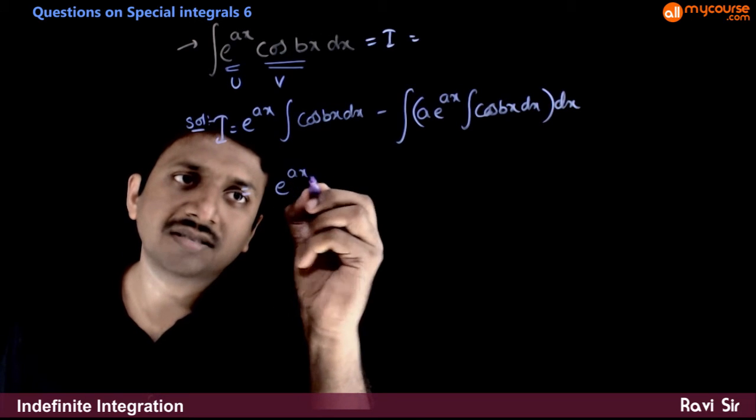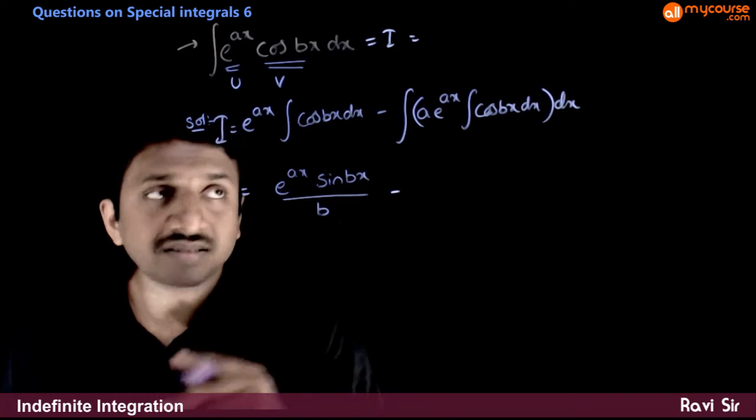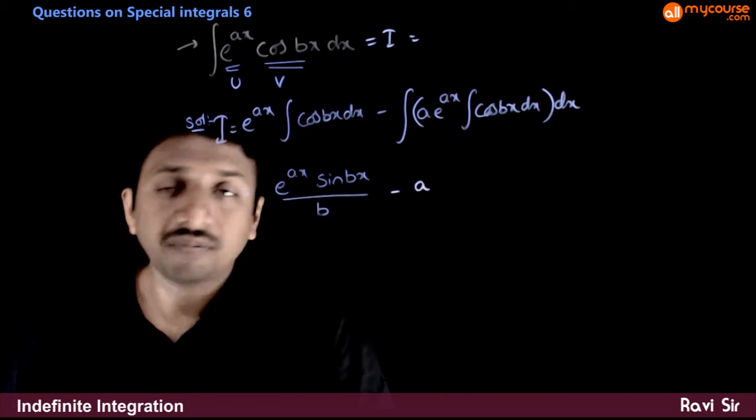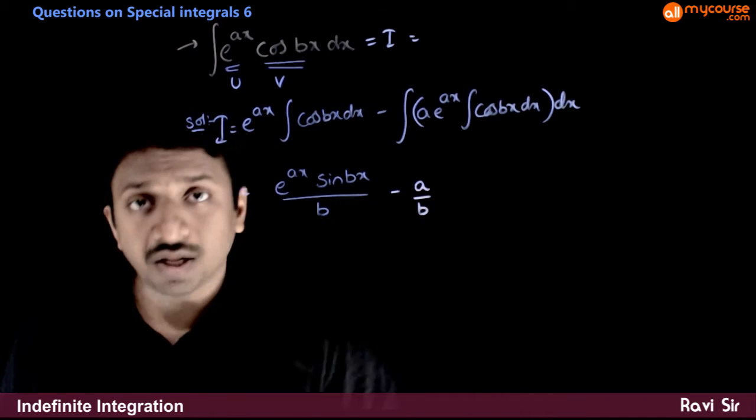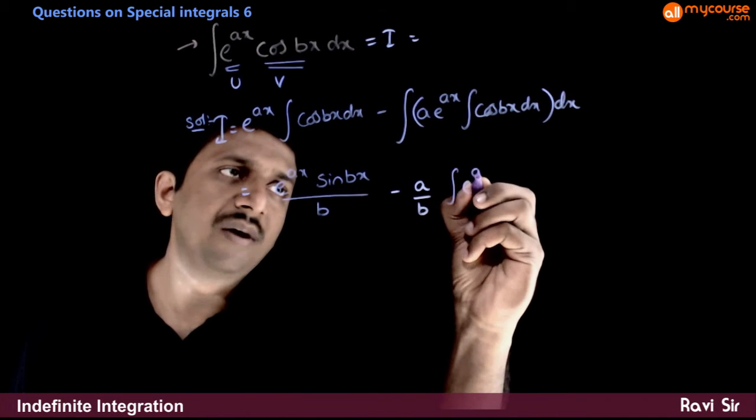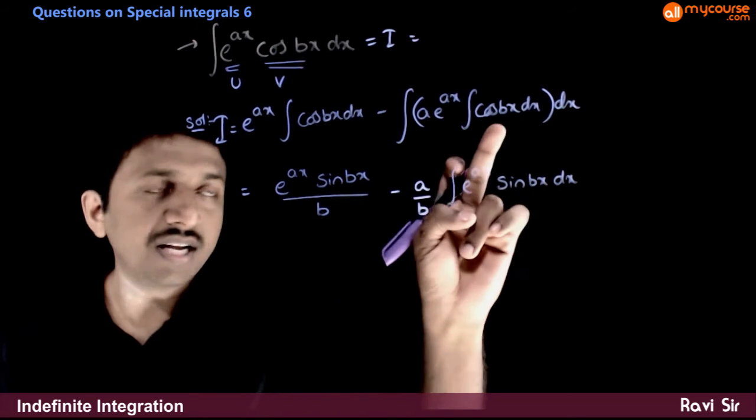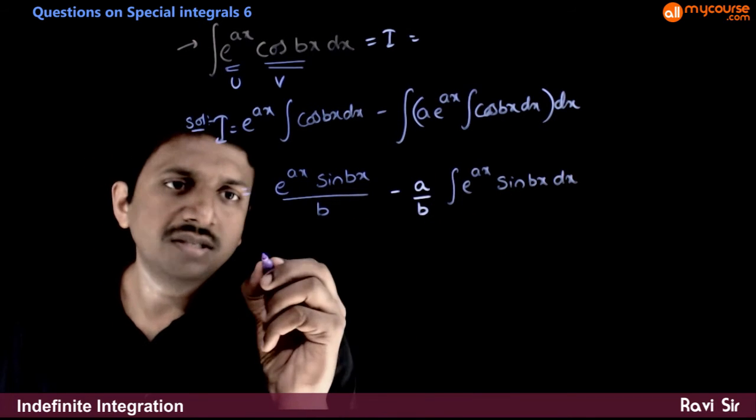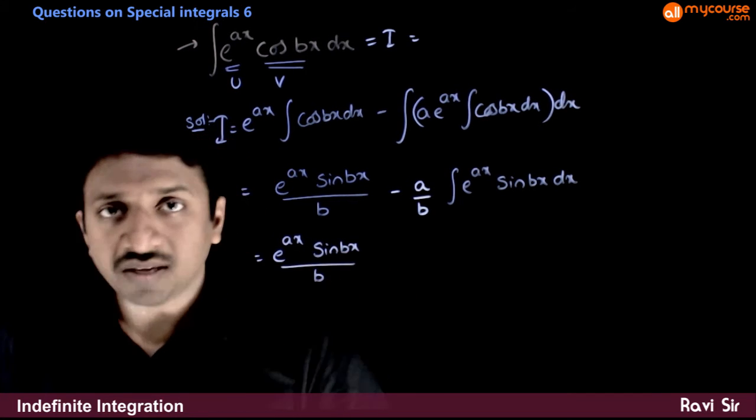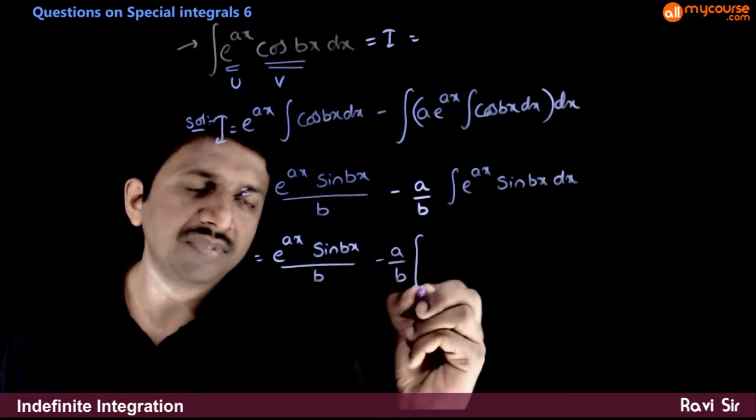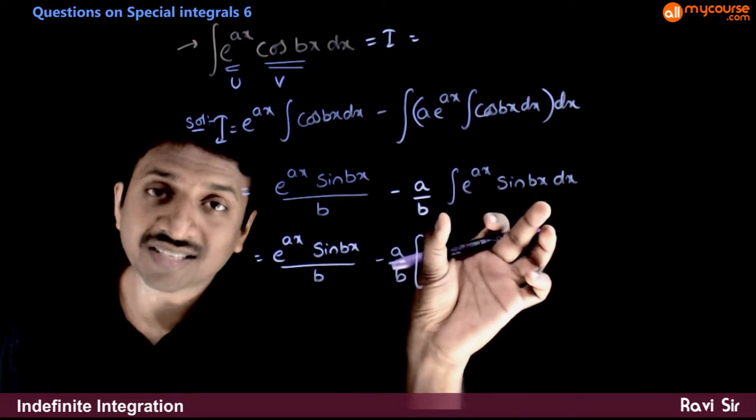So e power ax sin bx by b minus, here you have an a which comes out. The integration of this is sin bx by b, so that constant b also comes down. So integration of e power x into sin bx dx. Integration of cos bx is sin bx. So that is equal to e power ax times sin bx by b minus a by b times e power ax sin bx, because e power ax cos bx has got transformed into e power x sin bx.